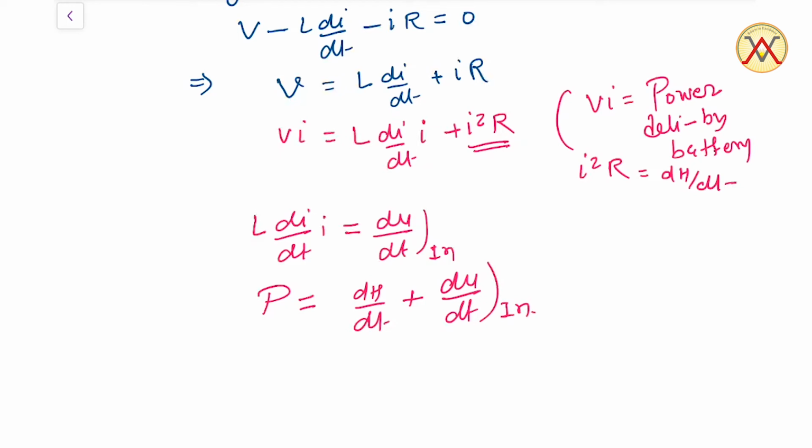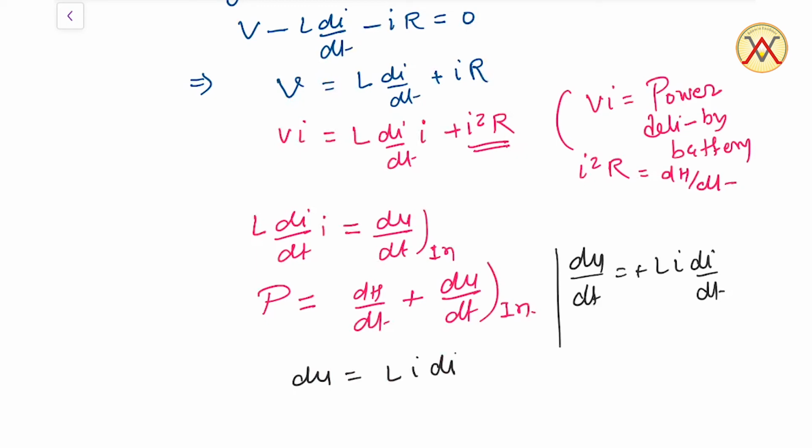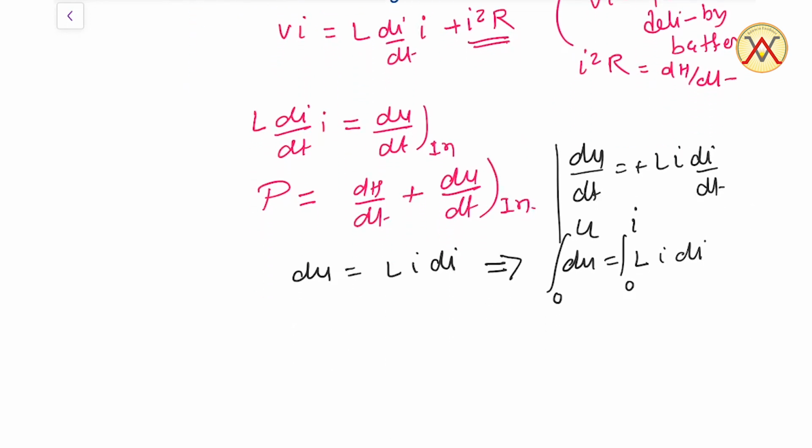From here, to discuss the energy of an inductor, we find that dU by dt equals L I di by dt. On solving this, we get dU equals L I di. We take the energy of the inductor to be 0 when the current is 0. When the current is I, the energy is U, and this value of energy is U equals half L I squared.